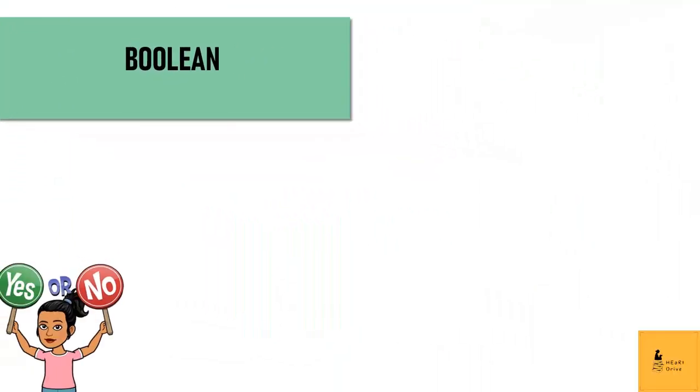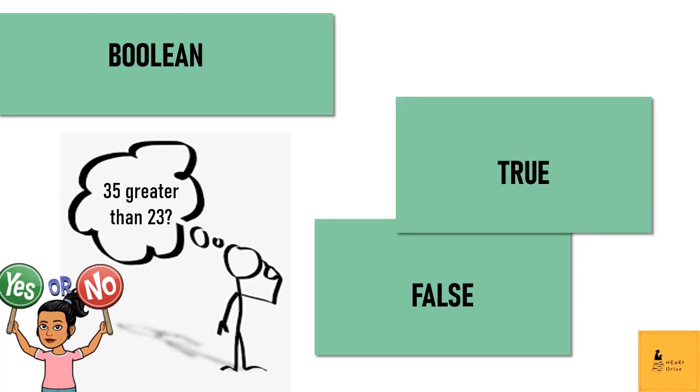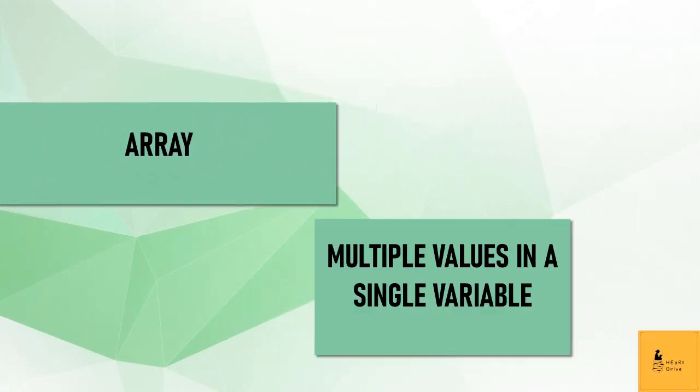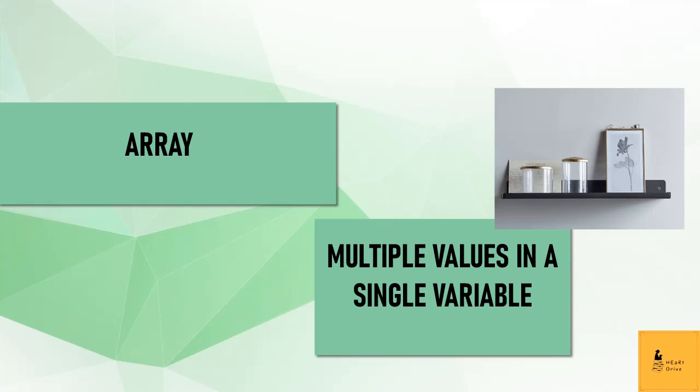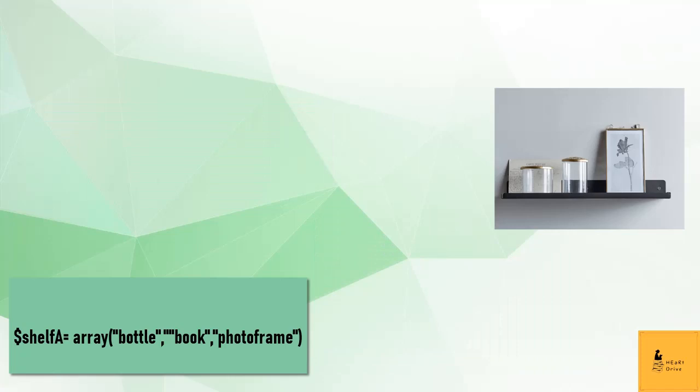Boolean. When the variable has to hold the logical answers true or false as value, Boolean data type is used. Boolean data type contains true and false. Array. Array data types has multiple values in a single variable. For example, if I wish to store this shelves detail in a single variable, I can use array for it.